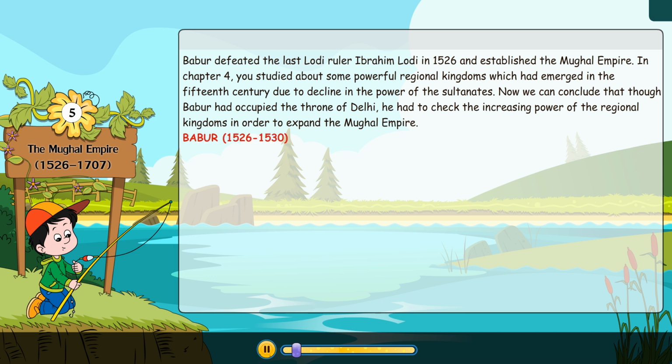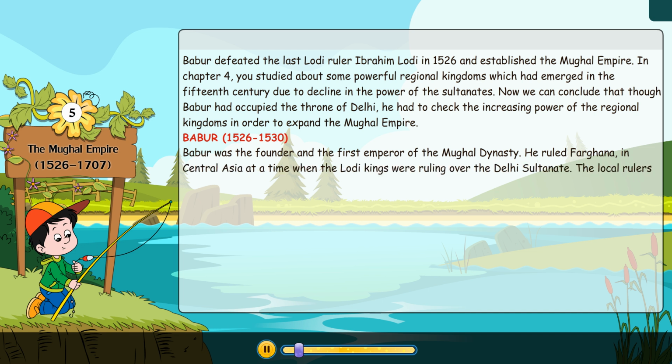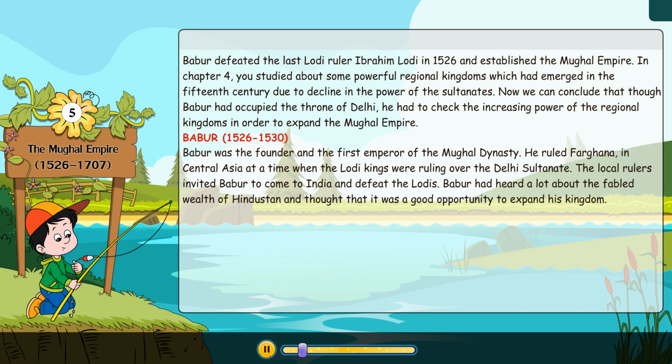Babur, 1526 to 1530. Babur was the founder and the first emperor of the Mughal dynasty. He ruled Farghana in Central Asia at a time when the Lodi kings were ruling over the Delhi Sultanate. The local rulers invited Babur to come to India and defeat the Lodis. Babur had heard a lot about the fabled wealth of Hindustan and thought that it was a good opportunity to expand his kingdom.